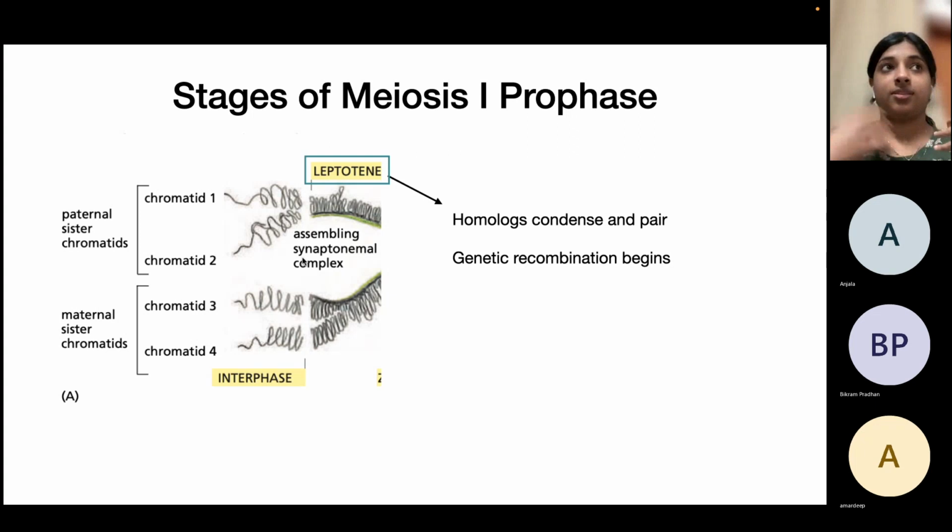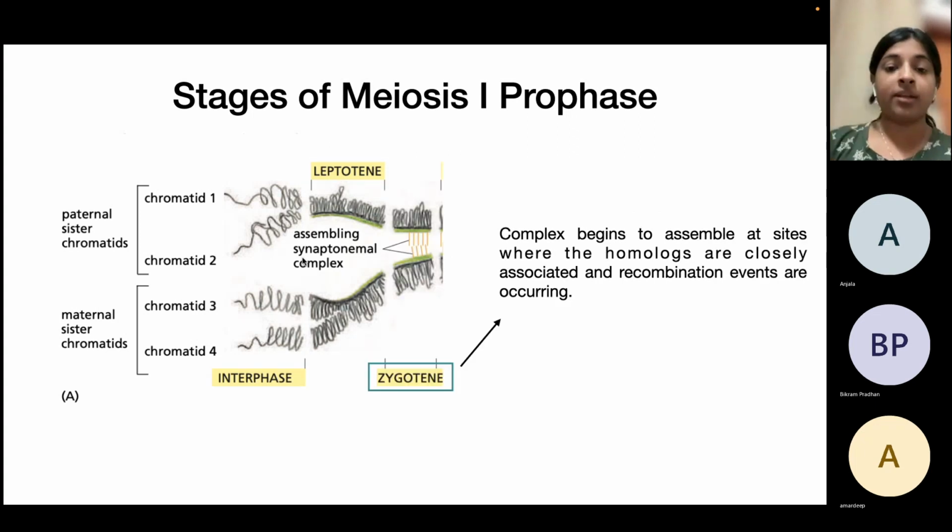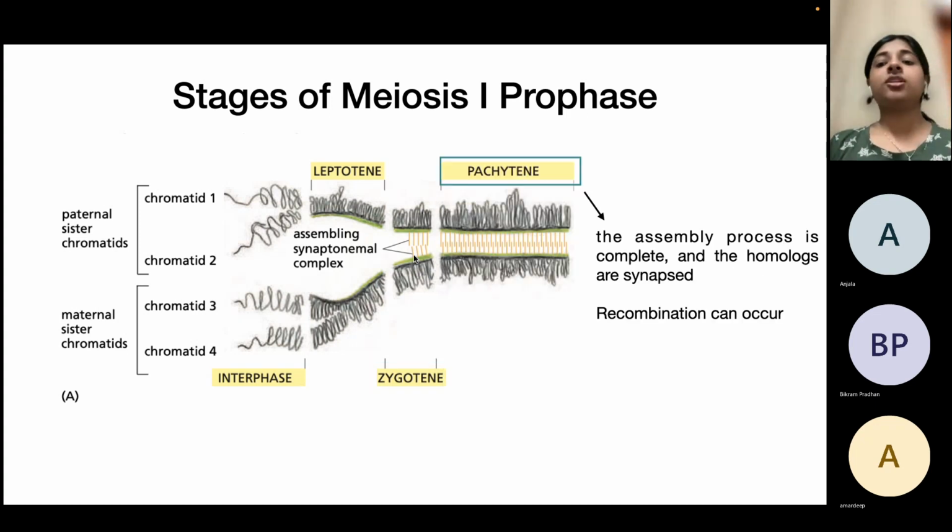and slowly genetic recombination is being set up. Then in zygotene, the complex is being formed. The homologs are very closely associated and recombination events are starting to happen. Pachytene is a region where the complex has been formed. The homologs have come to the synapsed state, and this is ideal. This is the setup for recombination. The two chromosomes are present very close to each other so that the strands can now interchange.